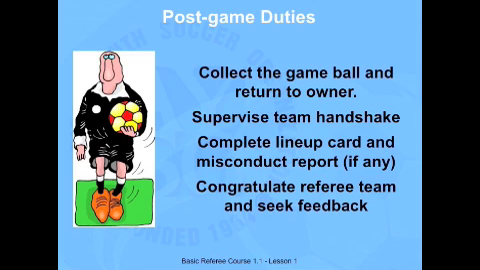This module is pre and post game duties. Now, we've talked quite a bit about what to do pre-game, so let's talk a little bit about what to do after the game. So typically to end the game, which we'll talk about later, you blow the whistle 3 times, point to the center circle, and so the game is over now. All right? So once the game is over, make sure you get the ball. Ball doesn't have to be out of play. Ball can be in play and you can blow the whistle.